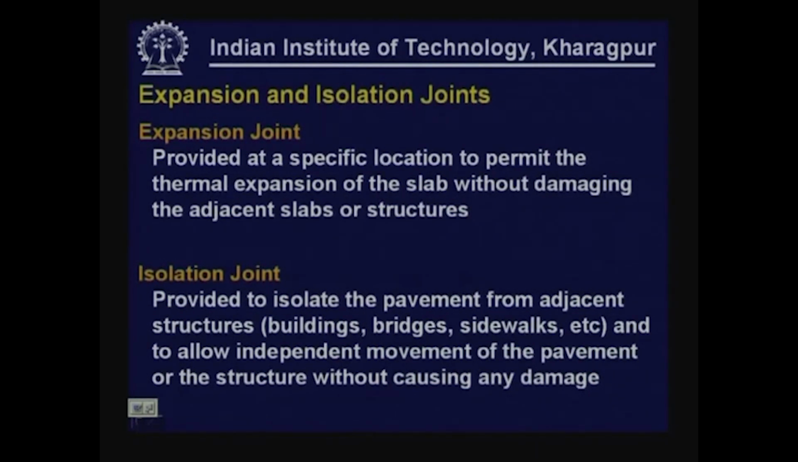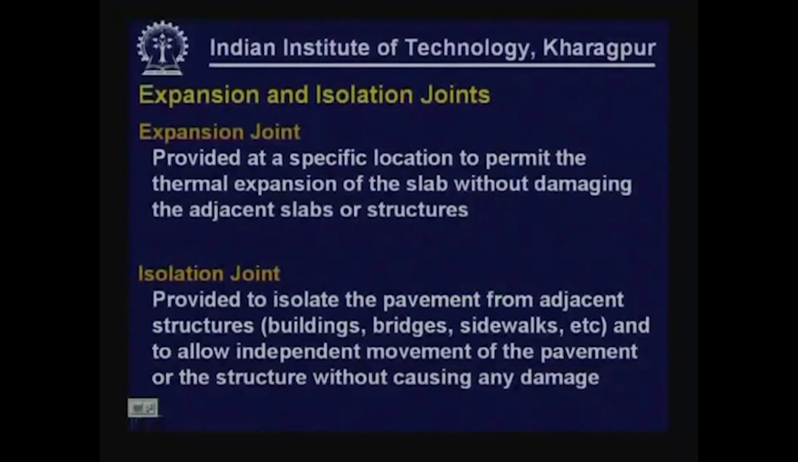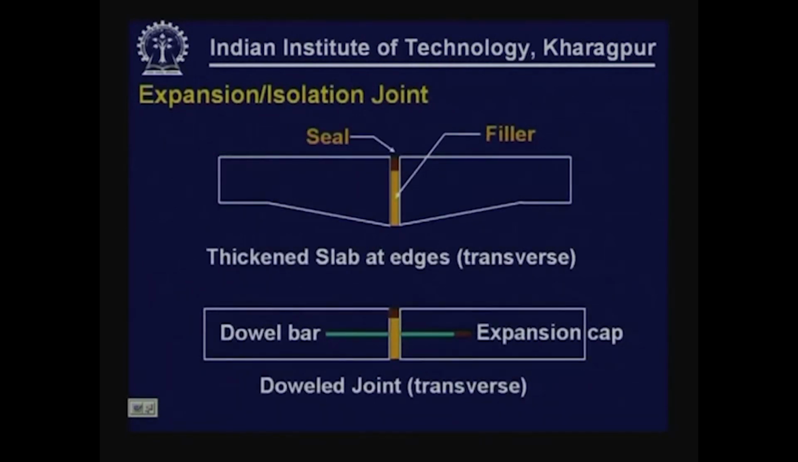Isolation joint is slightly different in the sense that these are provided to isolate the pavement from adjacent structures such as buildings, bridges, sidewalks, etc., because the concrete slab may be passing through various structures. So, it should not be pushing against those bridges, culverts, or abutments. So, a joint is provided between the structure and the concrete slab. This is to allow independent movement of the pavement or structure without causing any damage. These are two typical types of joints that are provided.